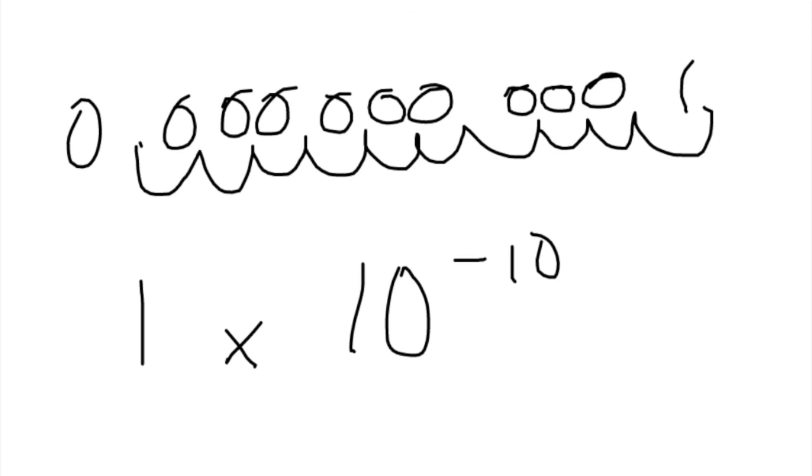To get back to decimal form, we simply move the decimal 10 digits to the left to get back to our original value of 0.00000000001. In later videos, we'll see how scientific notation and significant figures go hand in hand together.